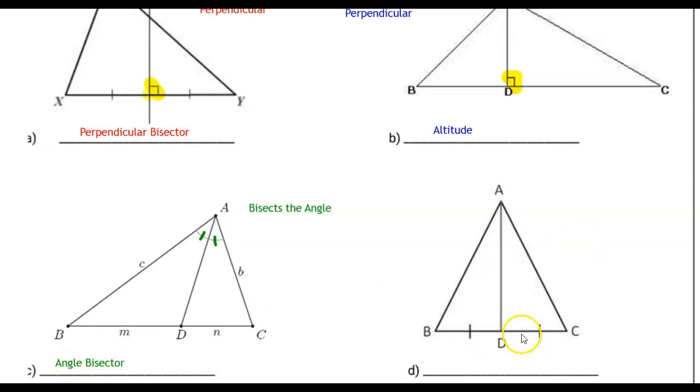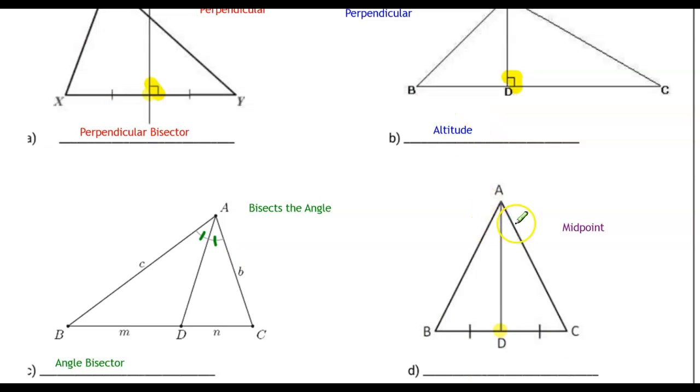Last but not least, you can take a look at this one. And remember, we're only going to go off of the information that it gives us. So this angle sort of looks like a right angle, but it doesn't give us that, so we can't assume that. But what we do know is that these markings indicate that BD is congruent to DC, which means that D is a midpoint.